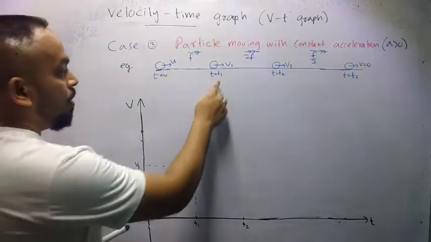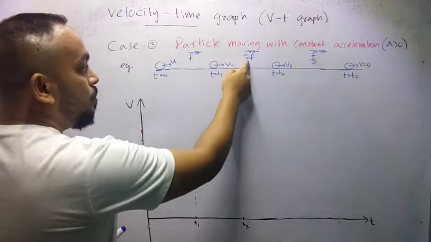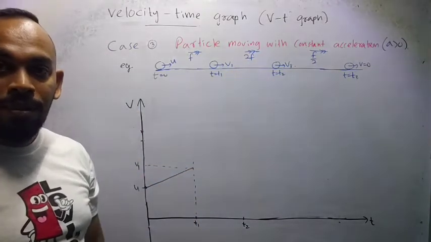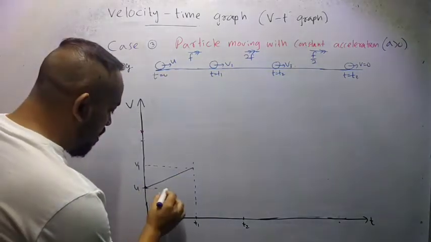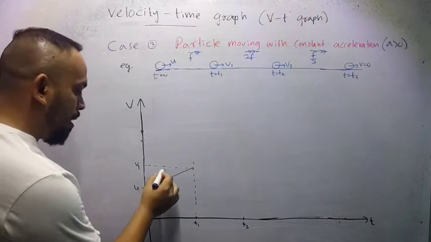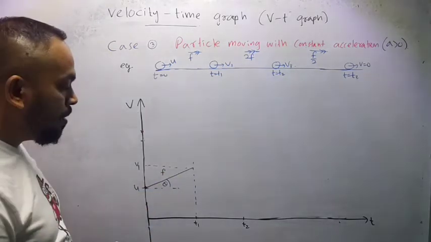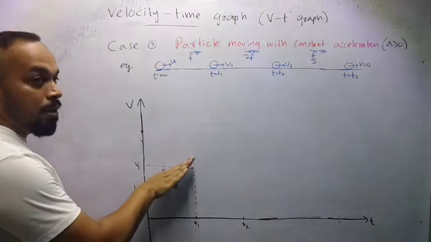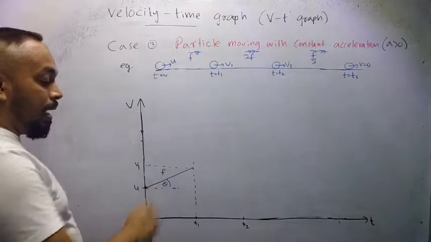From t equals t1 to t equals t2, it moves with 2f. Acceleration now is 2f. Let's call this angle theta. 2f means we have to have a greater inclination. Not an inclination, I mean a greater angle than theta.